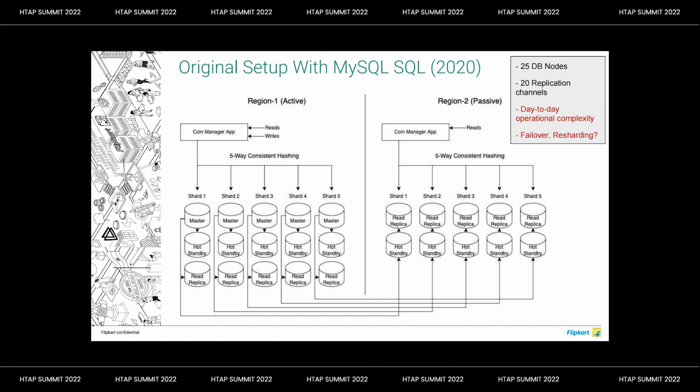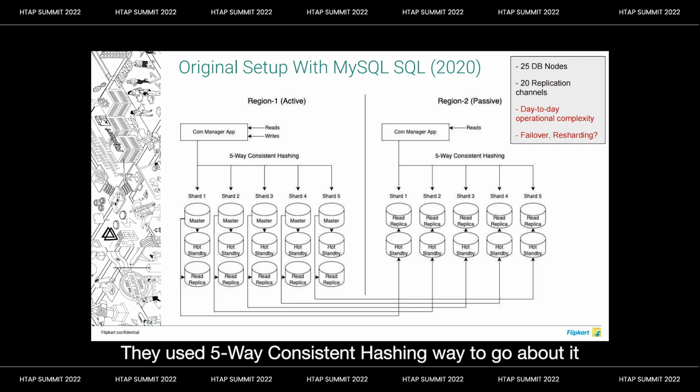And to be able to handle the 3 TB scale of data and to be able to grow the DB later on, the team opted for a sharded MySQL setup. They used a 5-way consistent hashing way to go about it. And this hashing logic was implemented in the application itself. Now, below you can see the database organization. And as you can see, it is already very complex from the diagram.